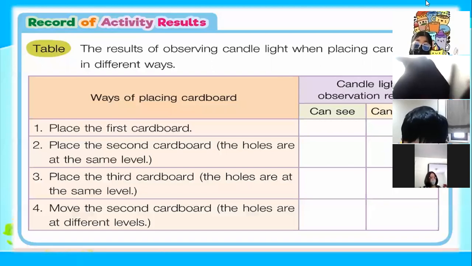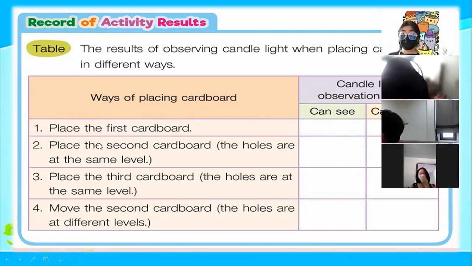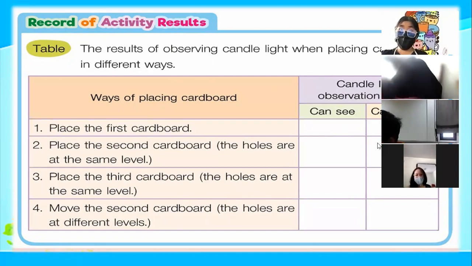Now, what is the record of this activity? So we have a table here. The result of observation of candle light when placing cardboard. Here are the ways of placing cardboard, and here we record whether we can see or cannot see the candle light. So number 1, students, place the first cardboard. When we put the first cardboard after the candle, can we see the light or not?